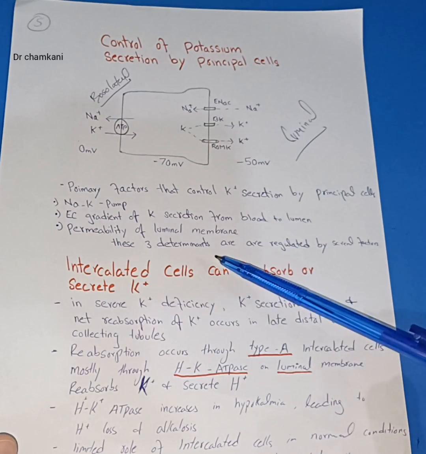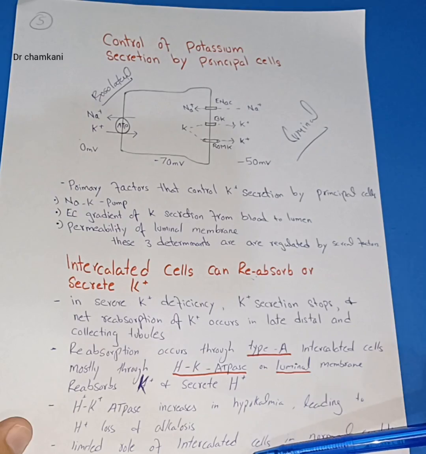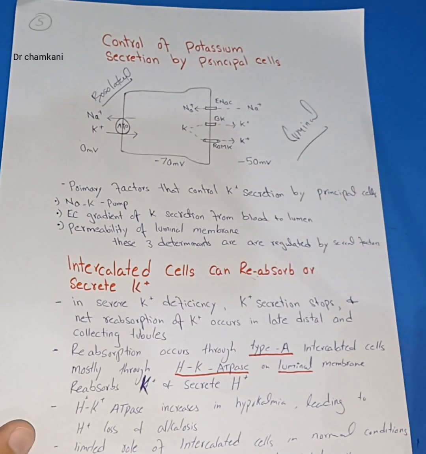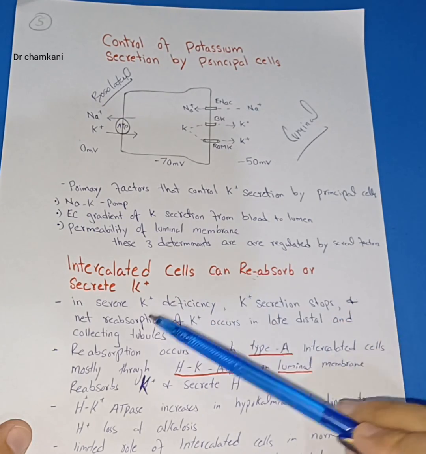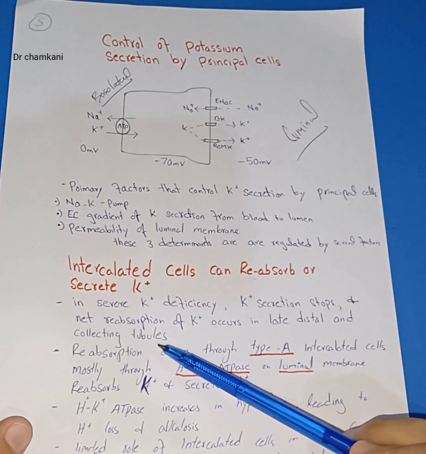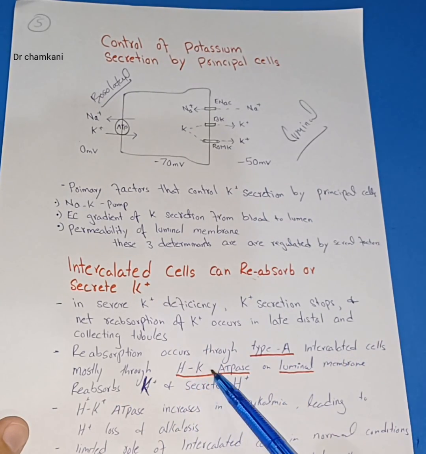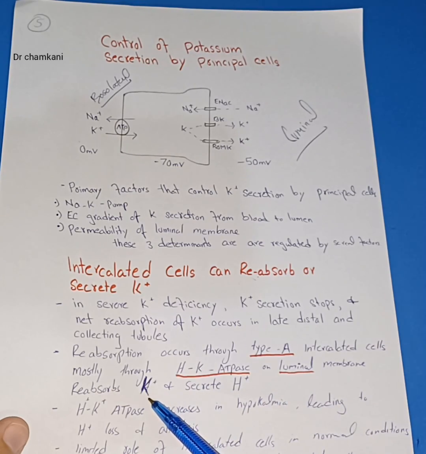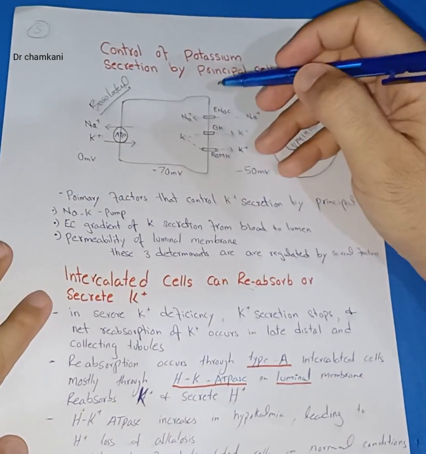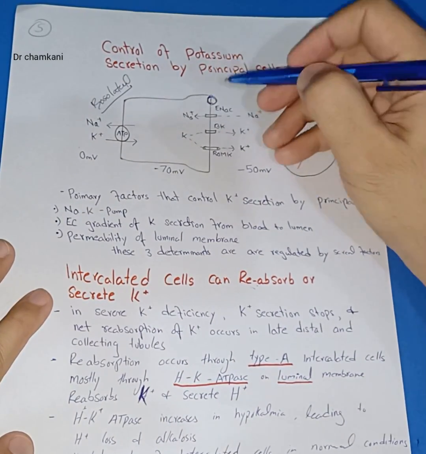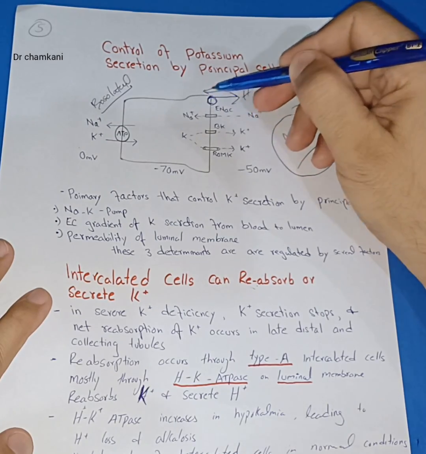But in the intercalated cells, we have two types, the type A intercalated cells and the type B intercalated cells. Now, intercalated cells can also sense the deficiency of potassium. In severe potassium deficiency, potassium secretion stops and net reabsorption of potassium occurs in the late distal and collecting tubule. This reabsorption occurs through type A intercalated cells, mostly through the hydrogen potassium ATPase on the luminal membrane, which reabsorbs potassium and secretes hydrogen. On the luminal side, the hydrogen potassium ATPases in the intercalated cells throw out hydrogen and take in potassium.